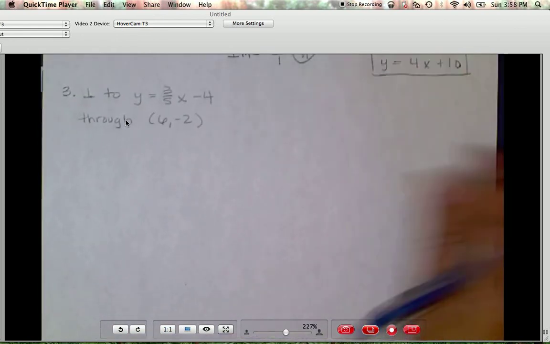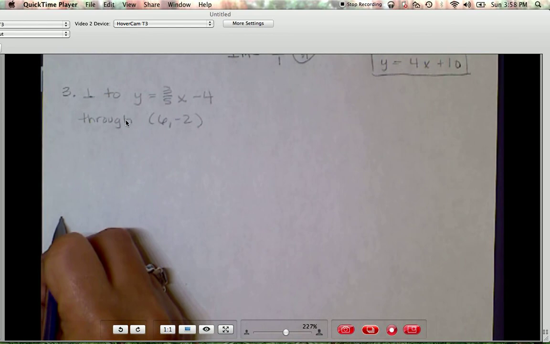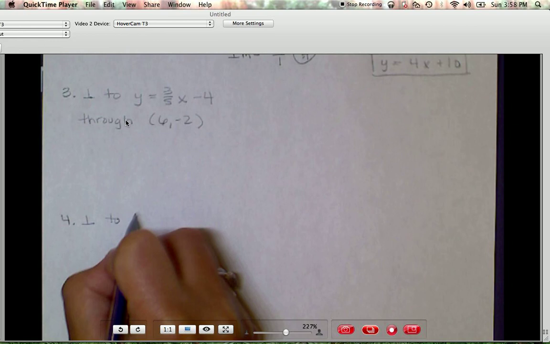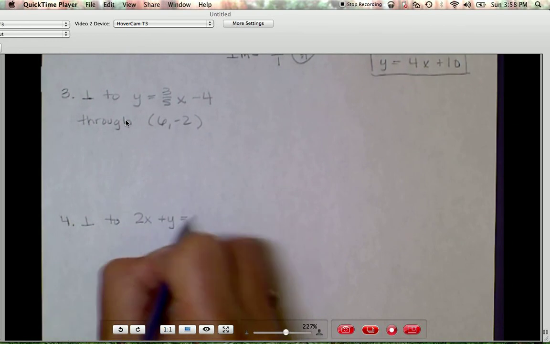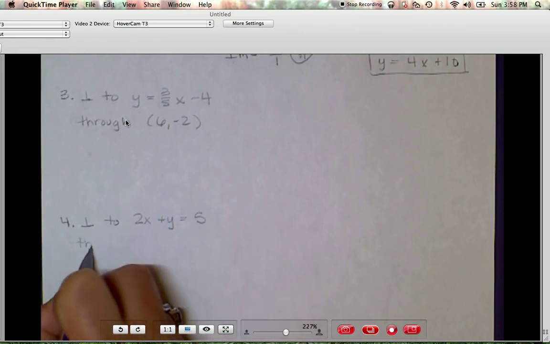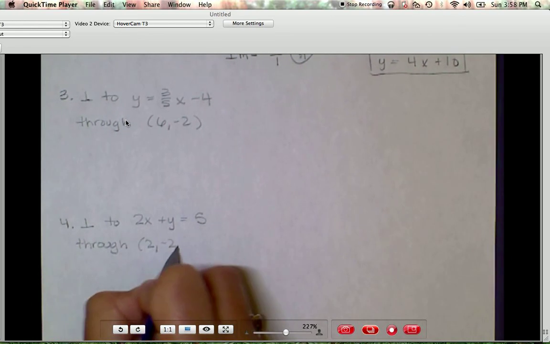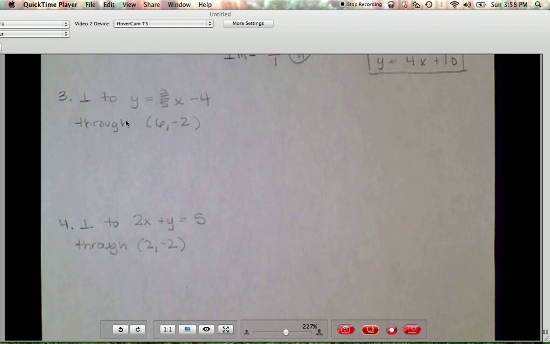and once you've done that one, I want you to also try number 4, which is going to be perpendicular to 2x plus y equals 5 through 2, negative 2. So press pause here, try these two on your own, and come back and check how you did on these.